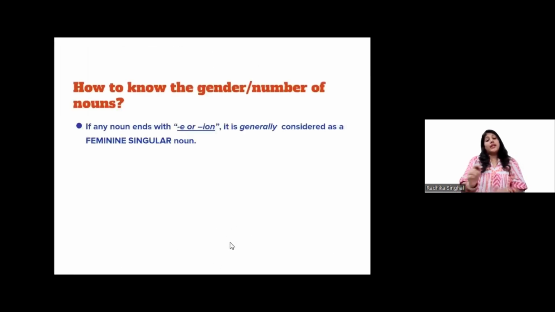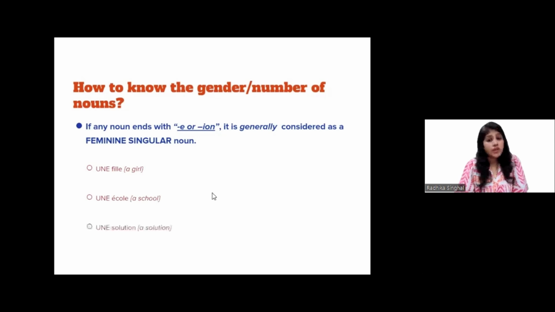The next rule: if any noun ends with an E or ION, not ION separately but ION together, like in solution, question. In English, we have these words. The same we have in French, la question, la solution. When ION comes together or the letter E comes, generally, these are all feminine singular nouns. Okay? For example, une fille, une école, une solution. So this way, we're able to identify that these nouns are feminine singular, and thus we put UNE with them.